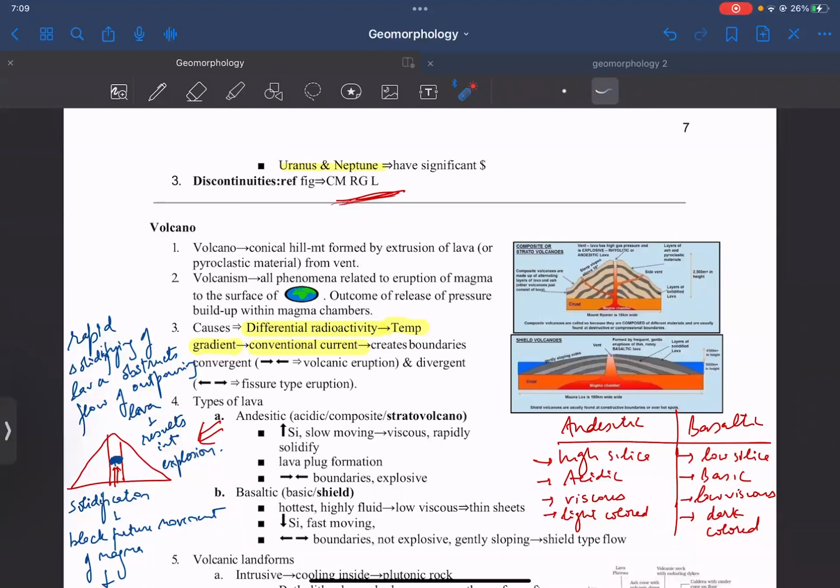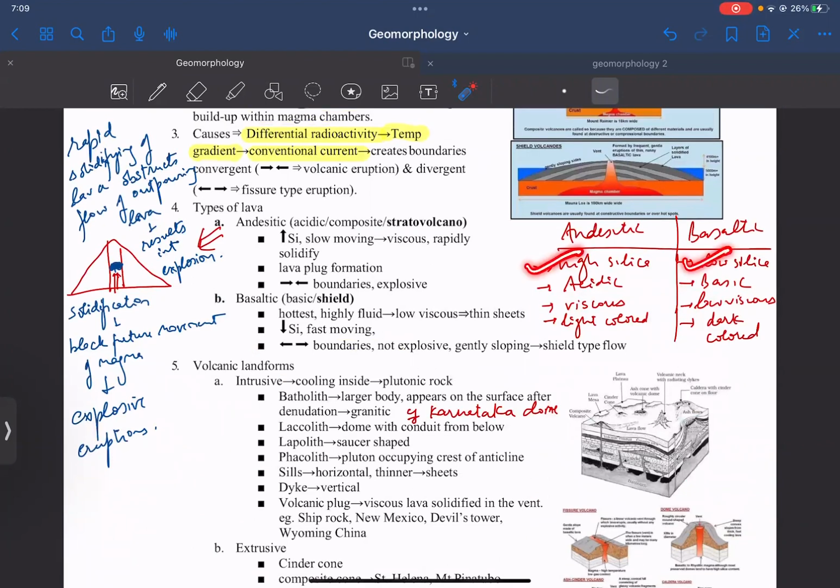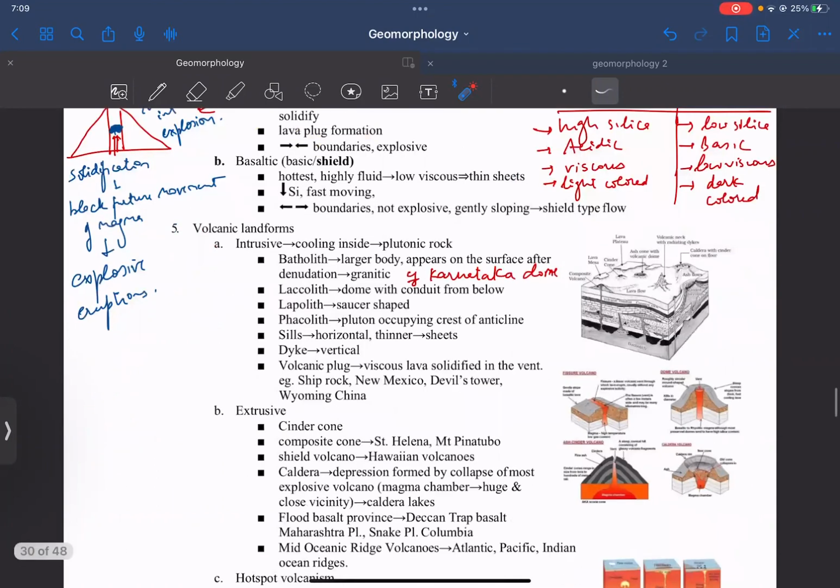All right, now the types of lava we studied: andesitic and basaltic. Andesitic has high silica, basaltic has low silica. Andesitic is acidic because of high silica, basaltic is basic. Andesitic is viscous, that means it has low fluidity. Basaltic has low viscosity, so it is more fluid. And andesitic is light in color, basaltic is black. This we studied. Then we studied the volcanic landforms.